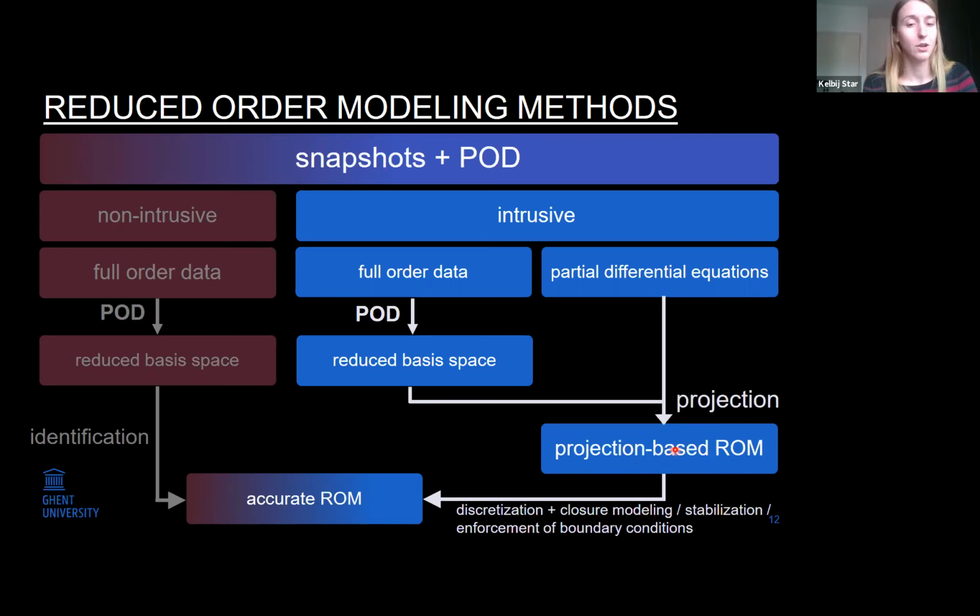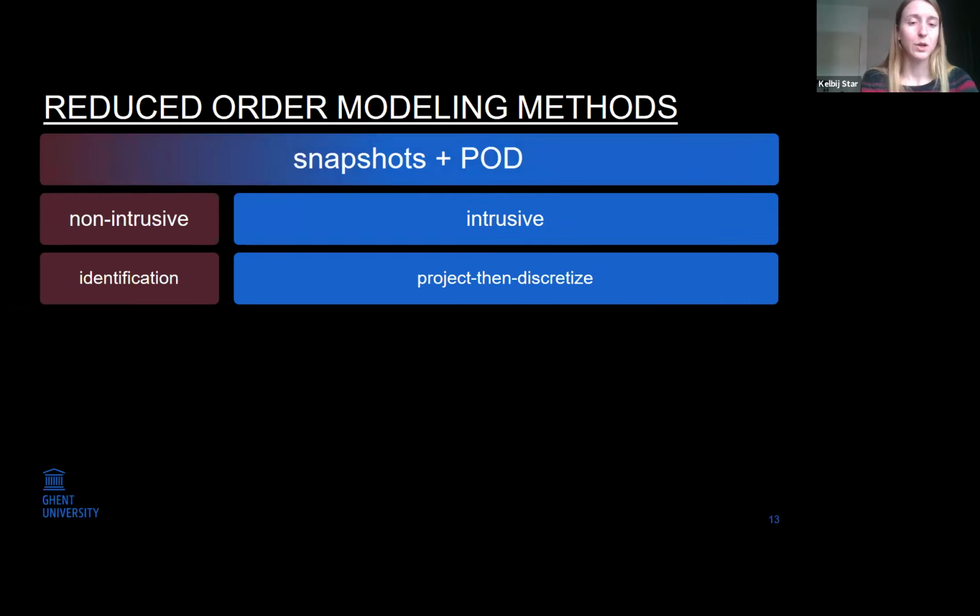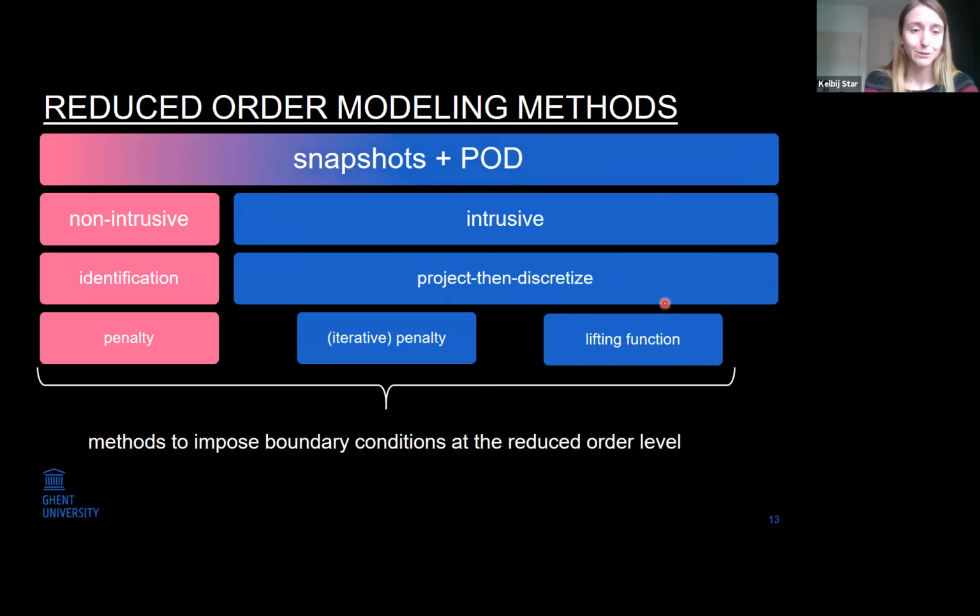So perhaps some collision modeling, stabilization, and also importantly in my work, the boundary conditions. If you just do the projection of your partial differential equation on the reduced basis space, the boundary conditions aren't yet included in this projection-based reduced order model. So I'll call this approach for now the project and discretize approach. And like I said, the boundary conditions aren't necessarily directly in our projection-based reduced order model.